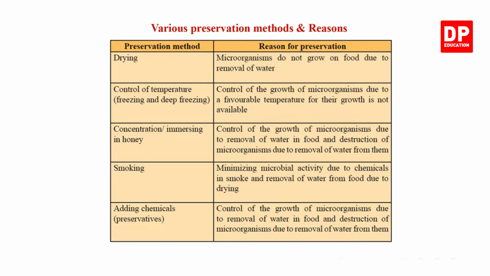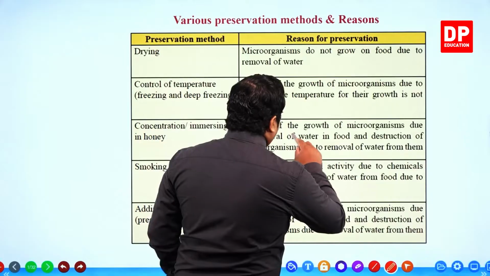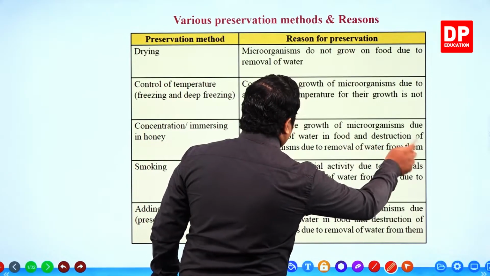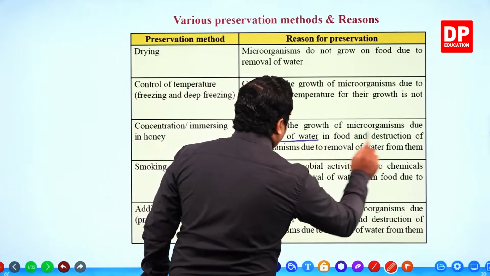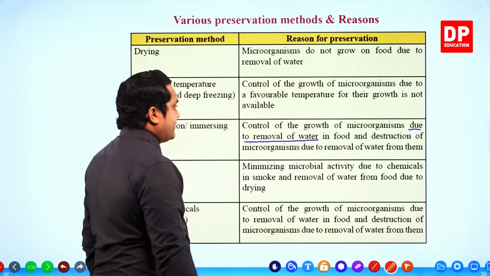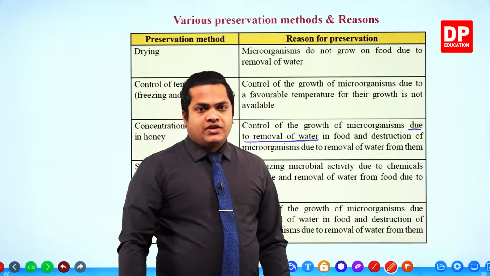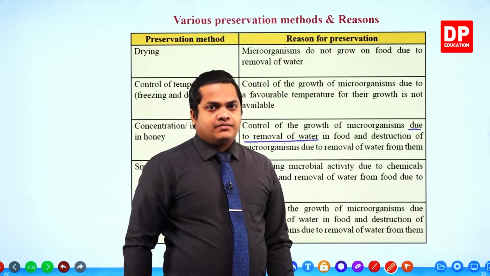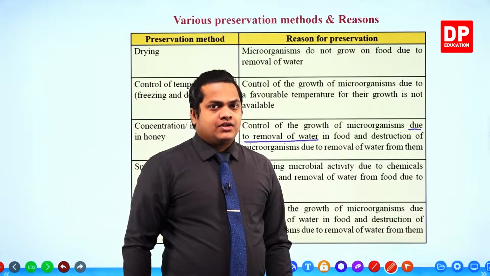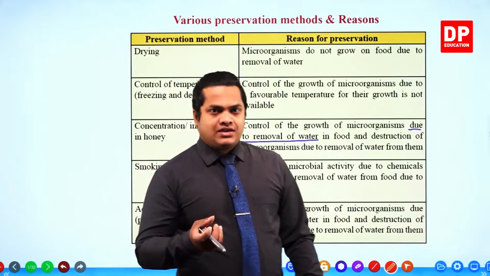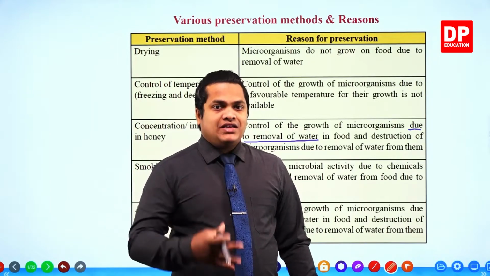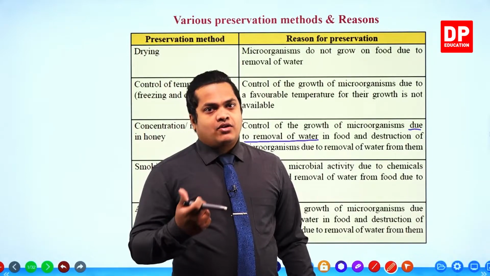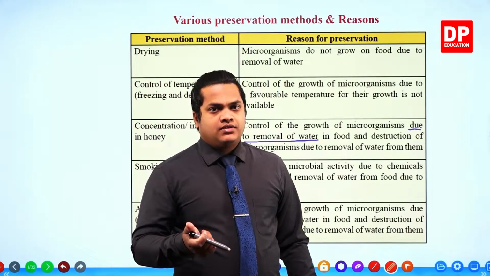So, upon concentration and dipping in honey, both work the same way, right? Here you can see the growth of microorganisms is controlled due to removal of water. Water is getting removed here, or a very small amount of water can be observed within the food item when you are increasing the concentration. Concentration means the number of particles. So if there are more particles, then there can be less amount of water.